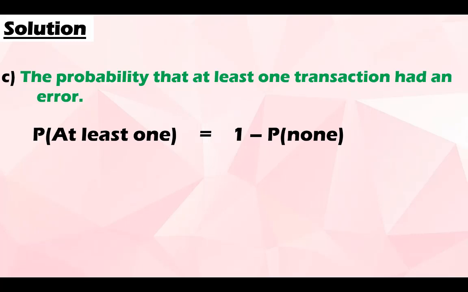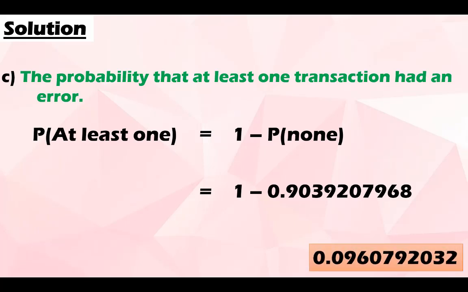The probability that none were incorrect was 0.9039207968. So if we subtract that value from 1, we end up with 0.0960792032. That would be the probability that at least 1 transaction had a mistake.